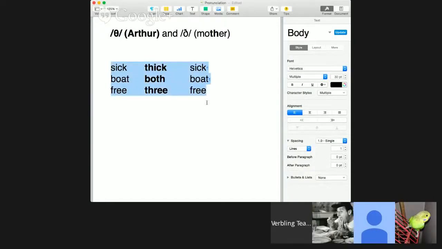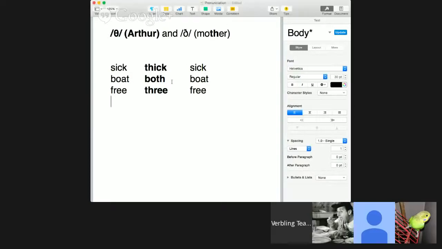Thick, thick, thick. Both, both, both. Free, three, free. Very good. Your best one was both. That was absolutely perfect. Just say both for me again. Both. So can you feel the air sliding over your tongue? That's what you want to get for these two as well, okay? But well done. I could perfectly understand you, so good work.